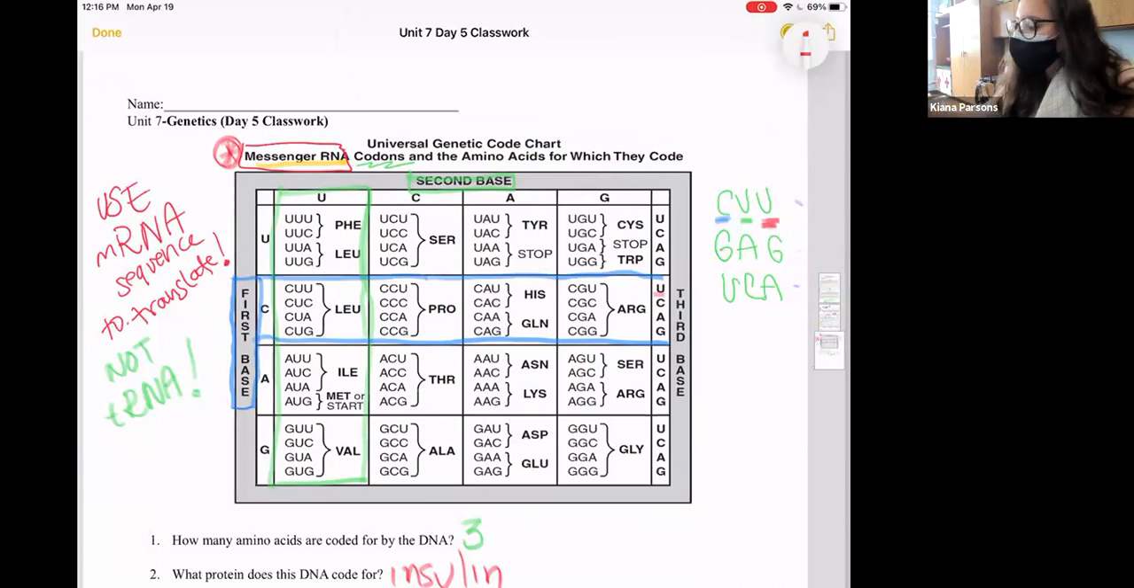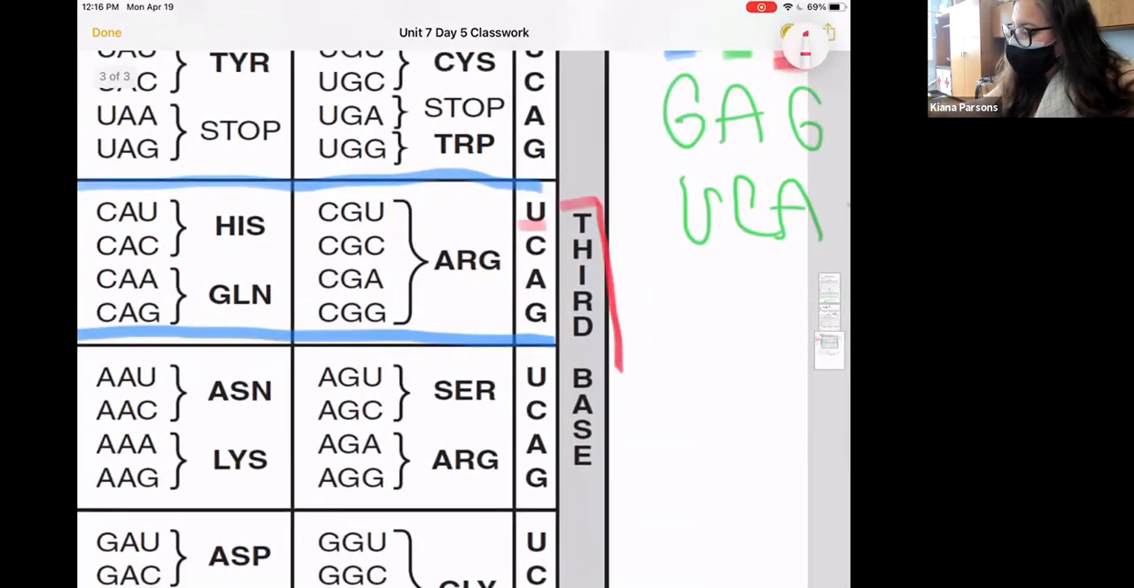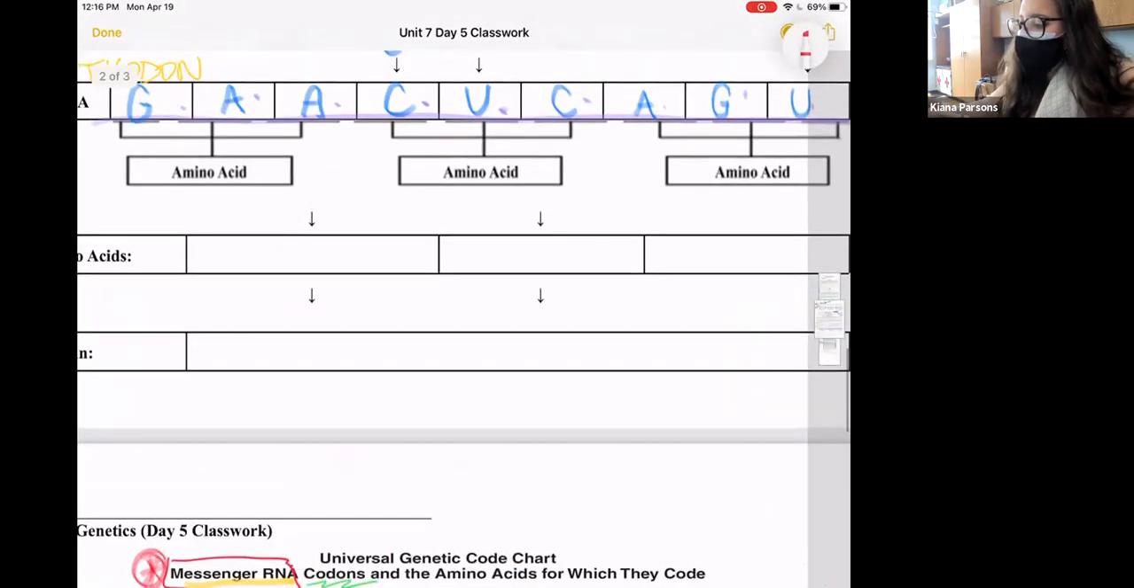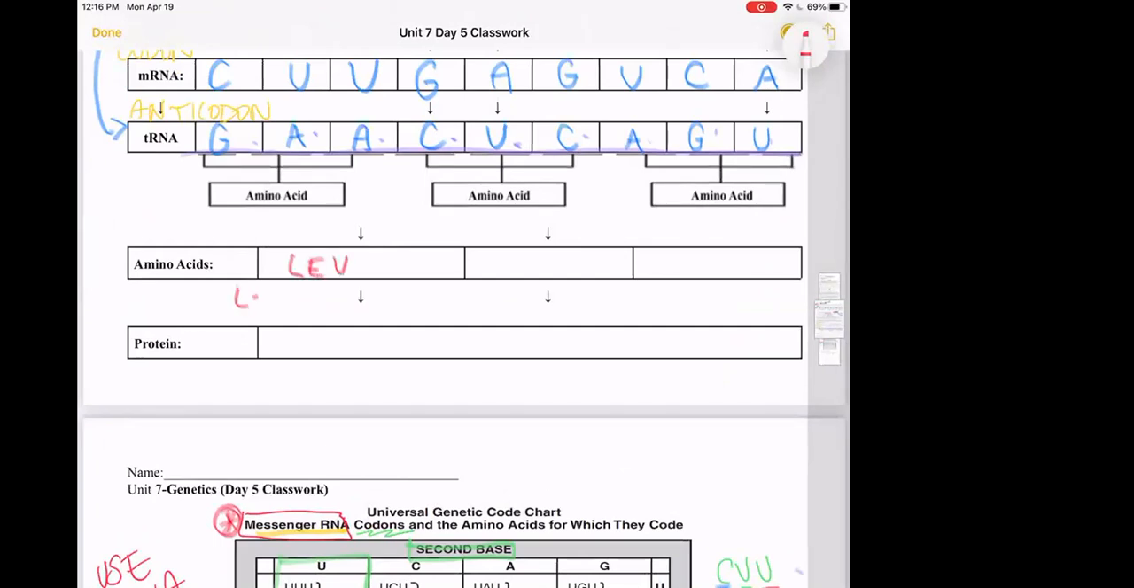And then the third base is over here, on the right-hand side. Third base, and we can see here our third base, we're looking at C, U, U. So we go all the way over on this side, and bam. We found our codon, and we found our first amino acid. Is that what you guys got? LEU, or leucine.